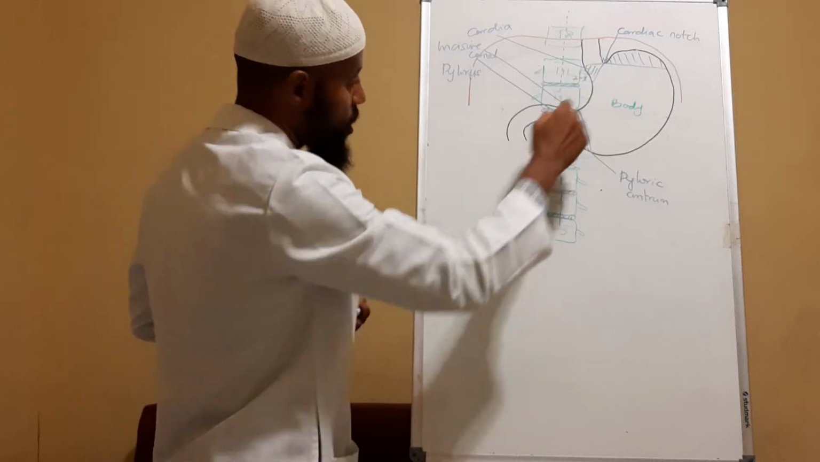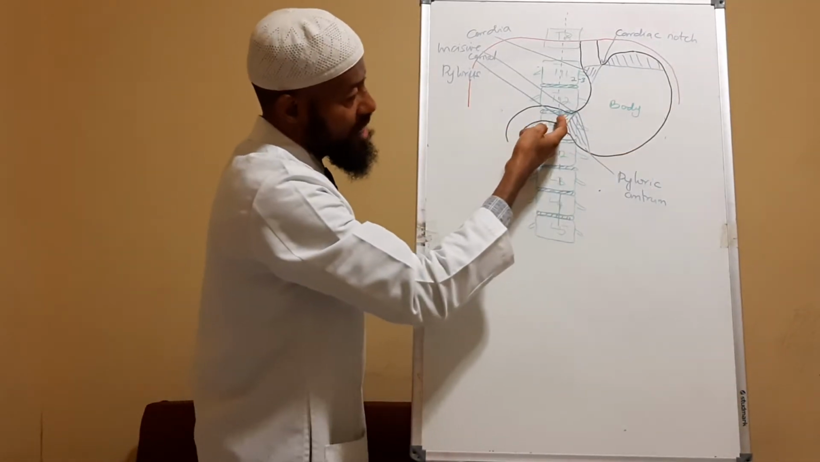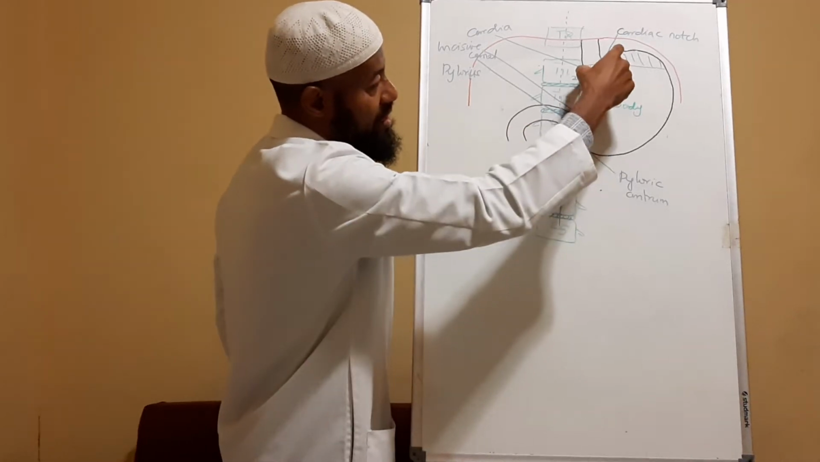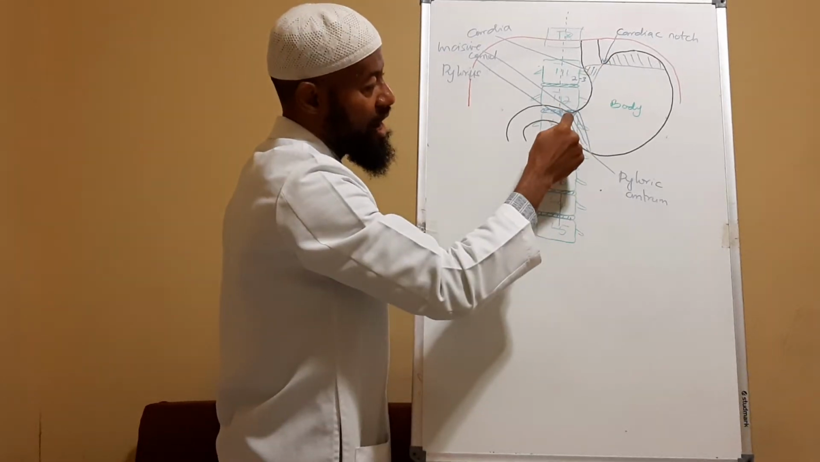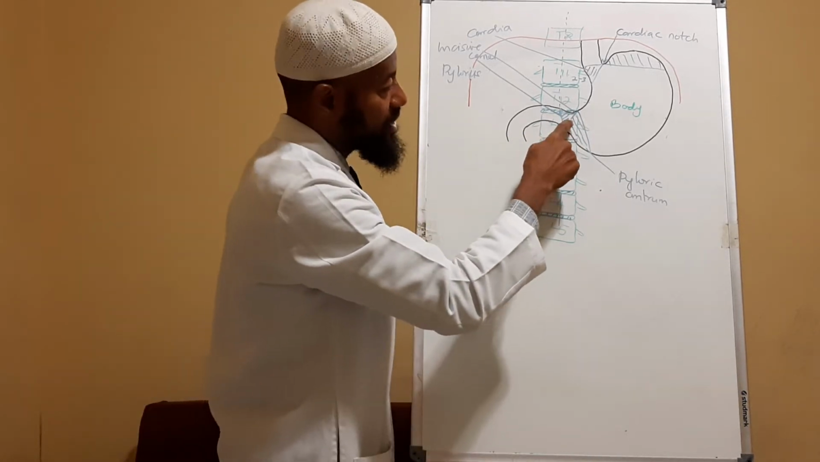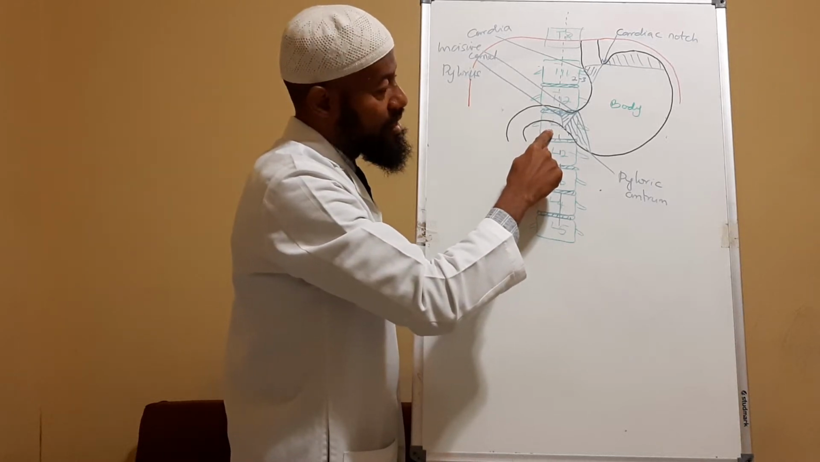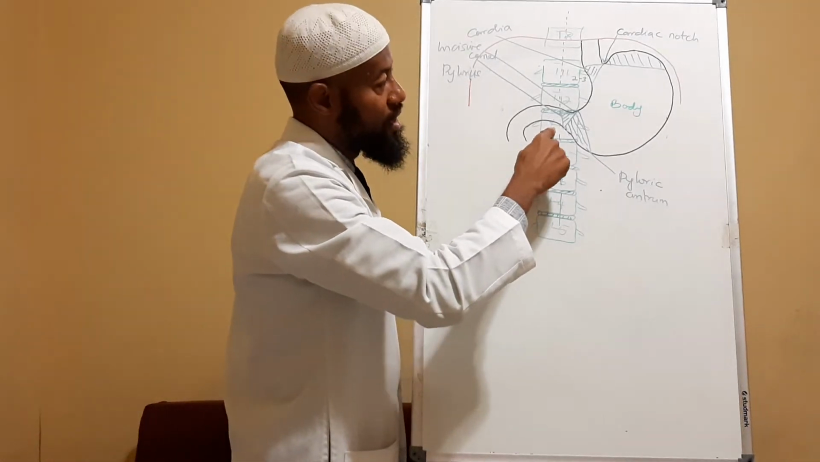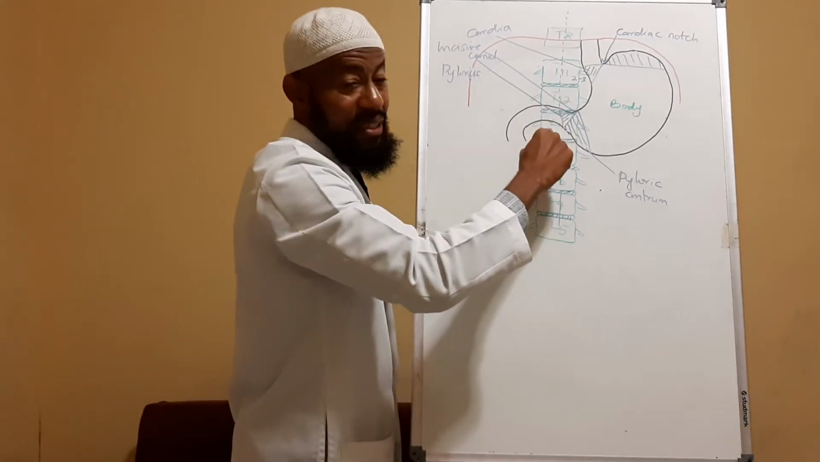It has a lesser curvature and a greater curvature. That's the pyloric canal, right? This is the pyloric region. And this is the cardiac region, and the cardiac orifice is there. And we have the pyloric orifice. Now the pyloric region is usually at the level of L1. So it extends all the way from T11 to L1.